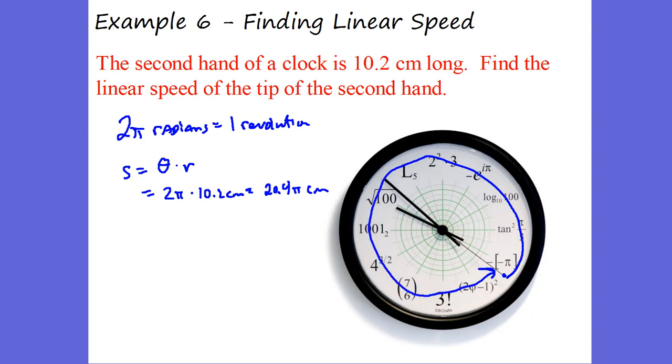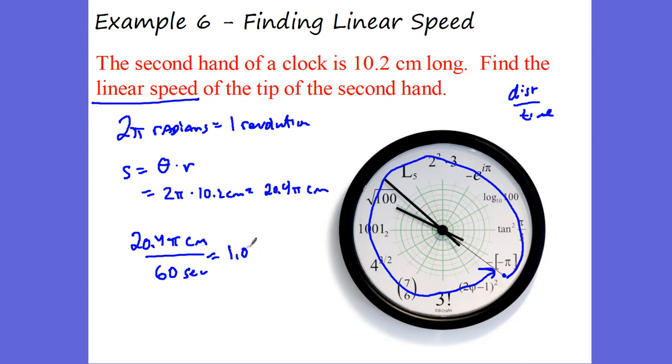And what do we know? How many seconds does it take a second hand to get all the way around the clock? It takes 60 seconds, doesn't it? Which means we have 20.4 pi centimeters divided by 60 seconds, because we want to find what's called the linear speed. So what is speed? Distance over time, centimeters per second. And when I divide it out, I end up getting approximately 1.07 centimeters per second. And that is how we find the linear speed of the second hand.